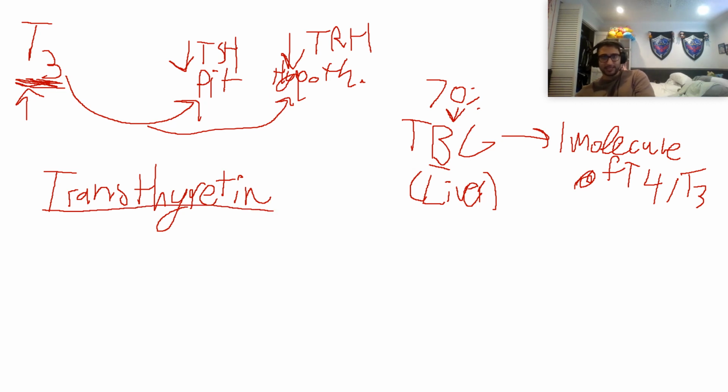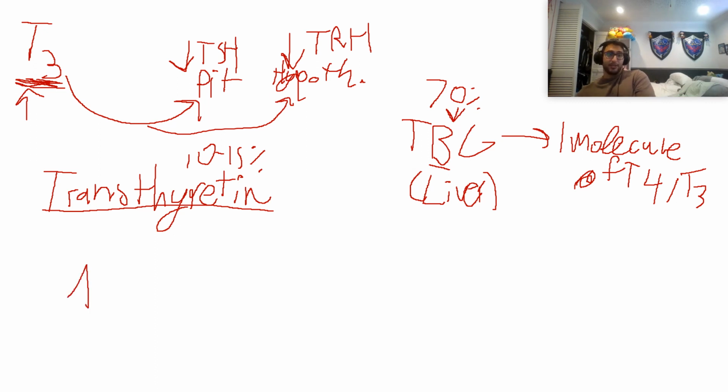So 70% is going to be bound to thyroxine binding globulin, and another 10 to 15 is going to be bound to transthyretin. All right? I don't want you to memorize the percentages. Just know that these are two molecules that are going to carry thyroid hormone.